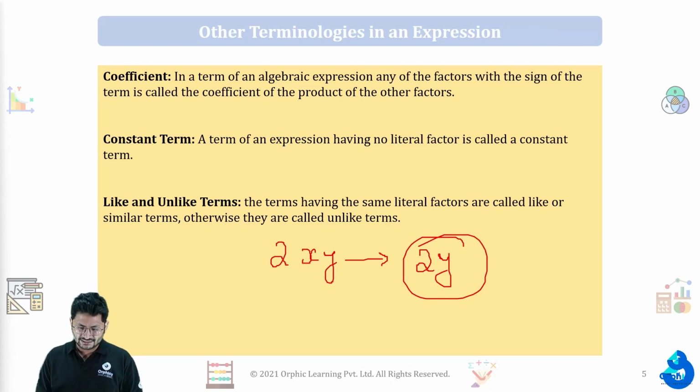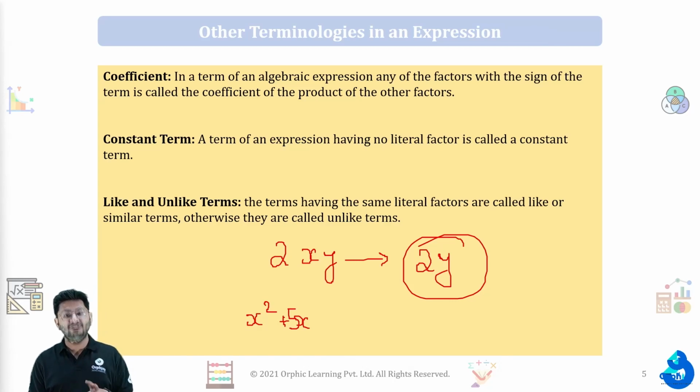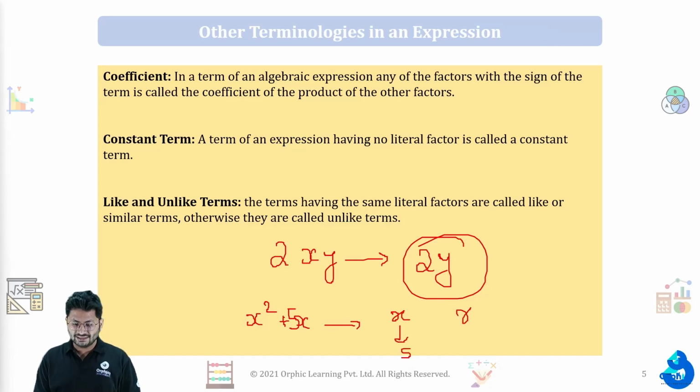Another example, let's say x square plus 5x. So in this, the coefficient of x is 5, and the coefficient of x square is 1. इसमें प्लीज कंफ्यूज मत करना कि x और x स्क्वायर का कोएफिशिएंट तो सेम होना चाहिए. It is not like that. x square, x, हर एक unlike term का अलग अलग coefficient होता है. This we have to remember.